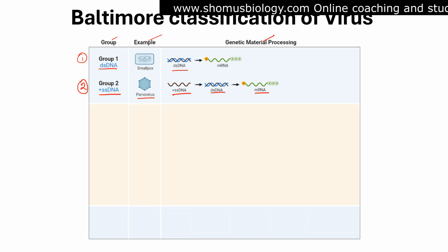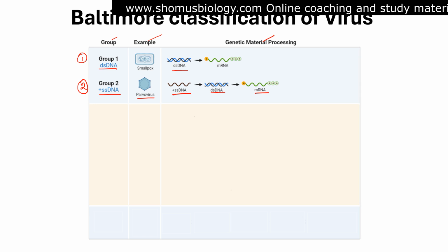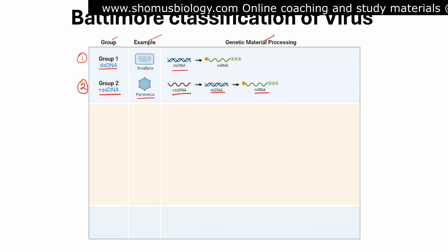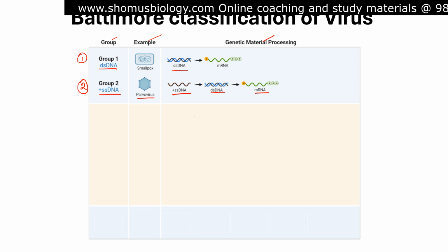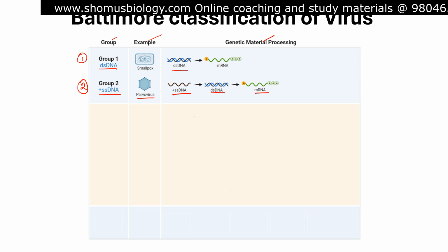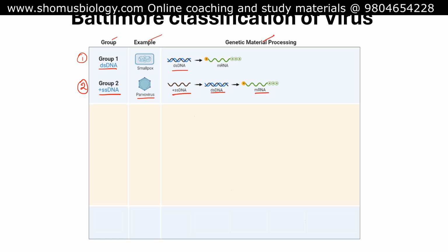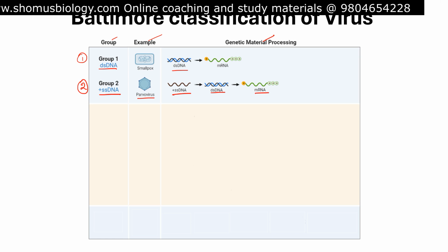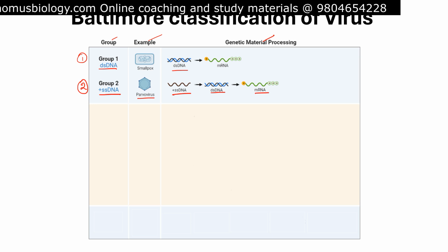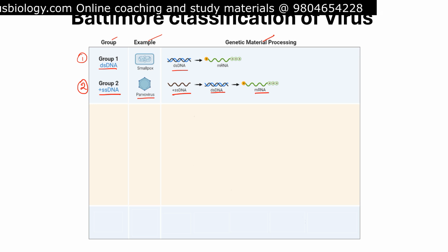The example is parvovirus. Parvovirus is an example of single-stranded DNA virus, which is rare. Double-stranded DNA virus is common, like smallpox. Single-stranded DNA virus is a little rare, like parvovirus. Okay, and in this single-stranded DNA virus we have the plus strand of the single-stranded DNA. Both of them are DNA viruses.